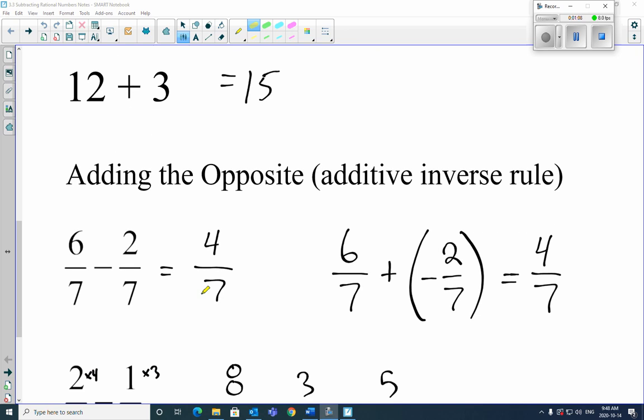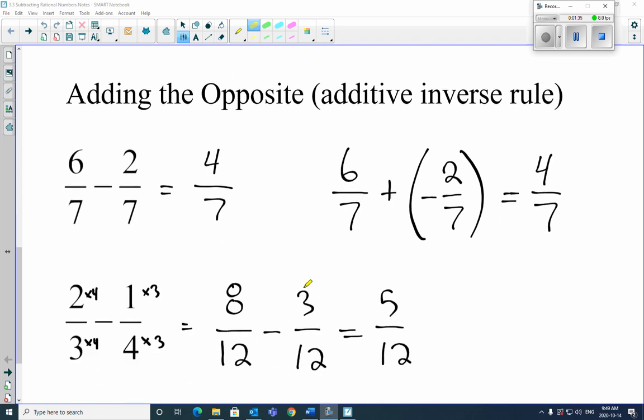So for instance, here we could do 6 over 7 minus 2 over 7. That's an easy fraction to work with. We both have a common denominator, so we just subtract the numerators, so 4 over 7. What about this one? We could change it. Instead of subtracting, we're going to add the opposite, and the opposite of 2 over 7 is negative 2 over 7. So it's 6 plus negative 2, which is still 4 over 7. In this case it really doesn't make sense to add the opposite, but you'll see in some of the examples a little bit later on that it makes sense.